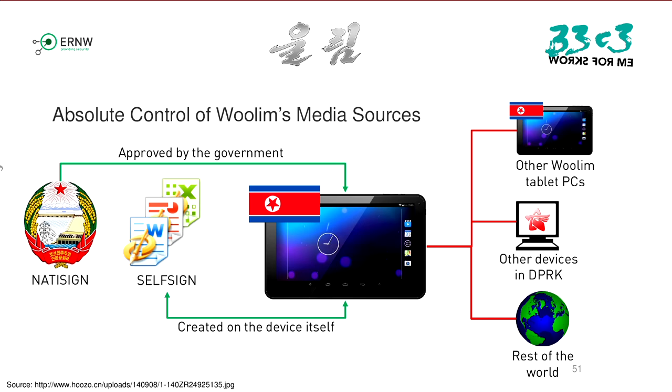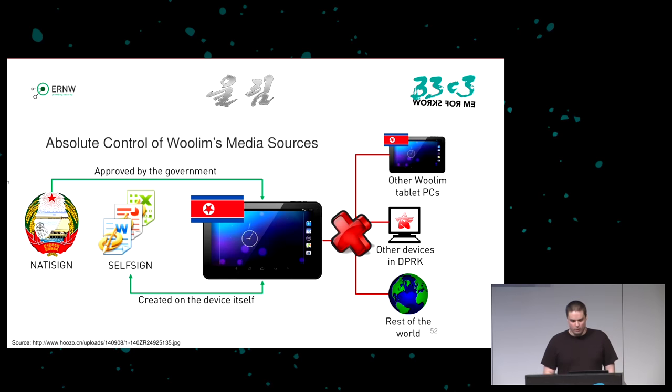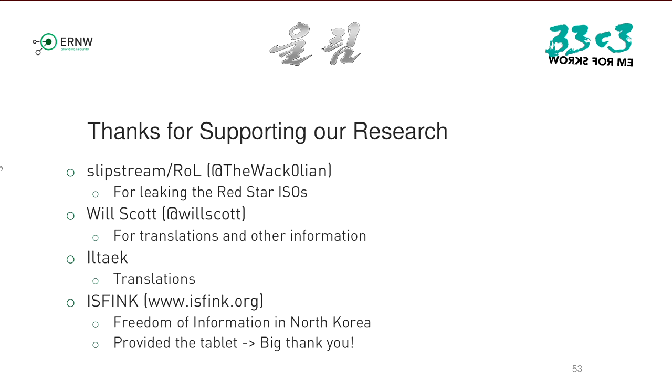And they're really not only shutting down what is inside of North Korea at the moment, like different Woolim devices and, for example, Red Star devices, but also everything that is coming from outside of North Korea. If you would want to put books or Wikipedia articles on removable media and try to import it to the DPRK, then you would not be able to open those with one of those Woolim tablets. So all of the outside sources are basically not usable by the tablet.